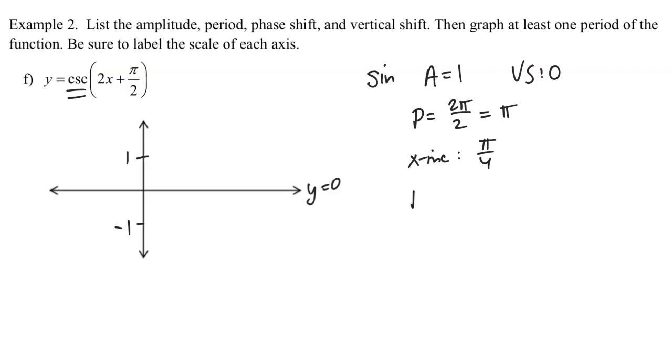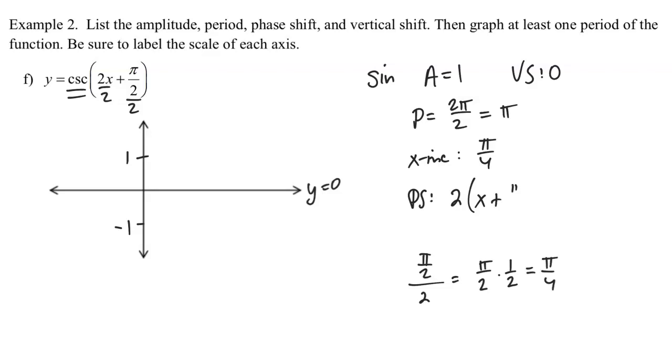And then finally, the phase shift, again, a little challenging here. I need to factor out the 2. And when I do that, it's essentially like I'm dividing both of these numbers by 2. And so pi over 2 divided by 2 is really just the same thing as pi over 2 times the reciprocal of 2, which is a half, which is going to give me pi over 4. And it's going to be plus pi over 4. And so therefore, my phase shift is going to be negative pi over 4.